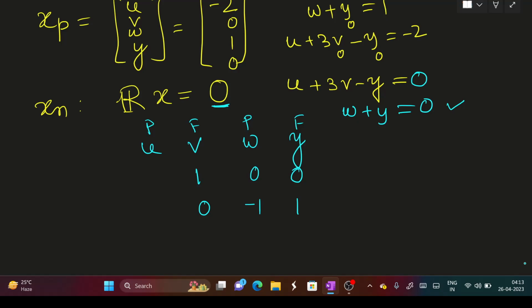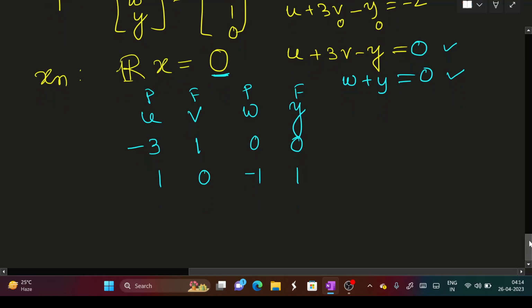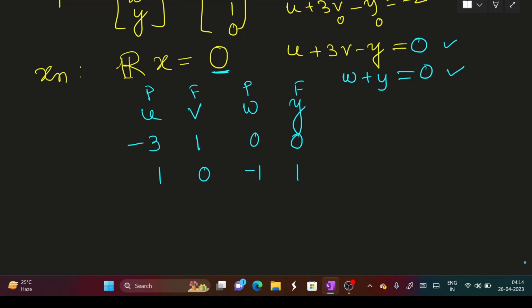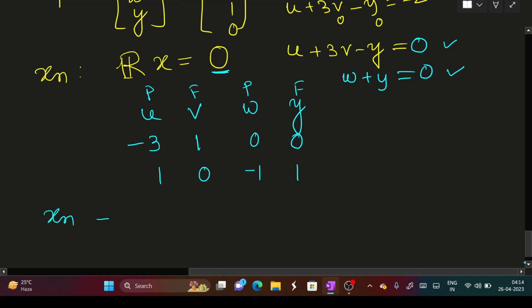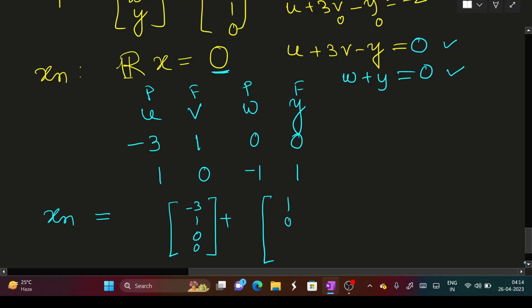Now substituting these values in this equation, what are we getting? V is 1, so it is minus 3, and y is 1, so it is 1. So I got two null space vectors of the given coefficient matrix. But writing again, the xn has some specific property. While writing, I am leaving some space intentionally. This is minus 3, 1, 0, 0 plus, again leaving some space, 1, 0, minus 1, 1.